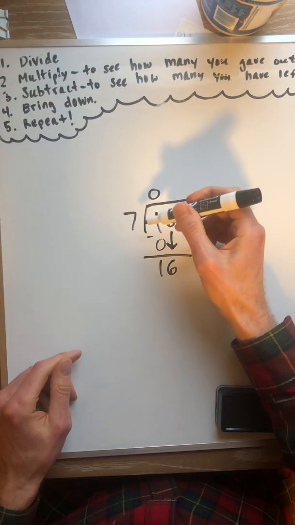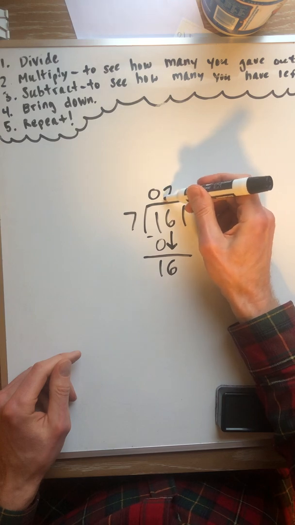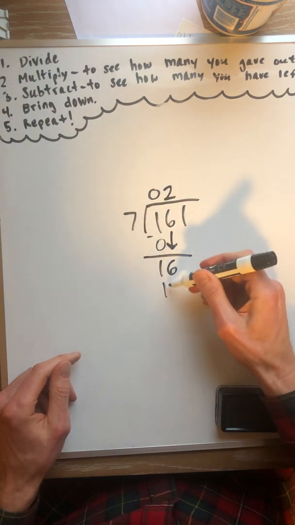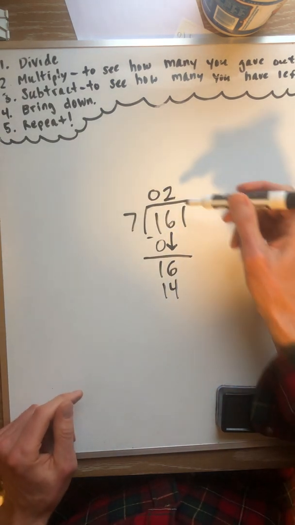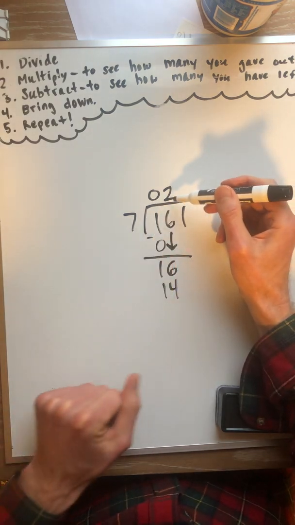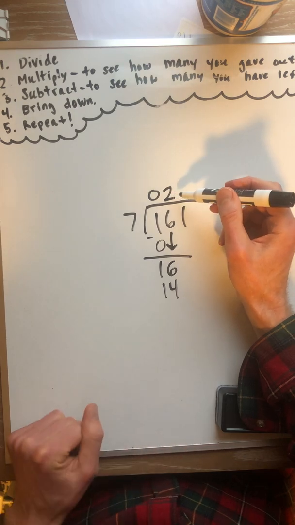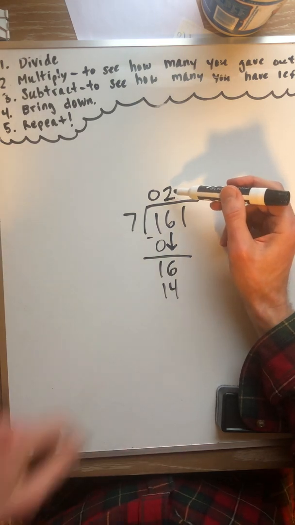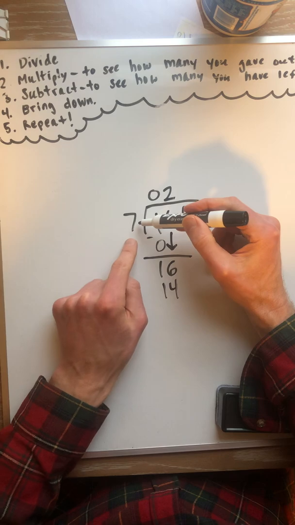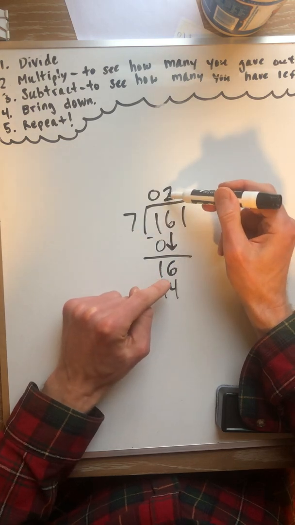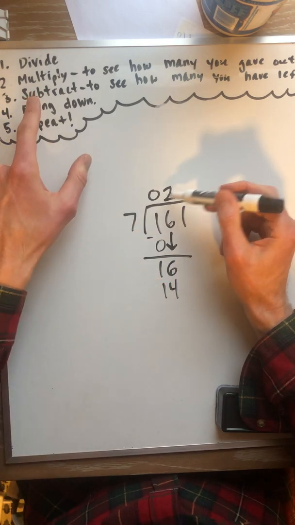So what that means is 7 times 2 is 14. You could write it down there. What that means is each person's going to get 2 10s, also known as 20 bucks. So how many 7s can fit into 16? 2 of them. So now we multiply. 7 times 2 is 14.